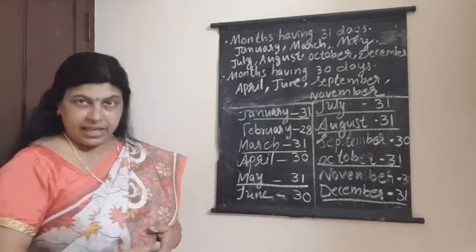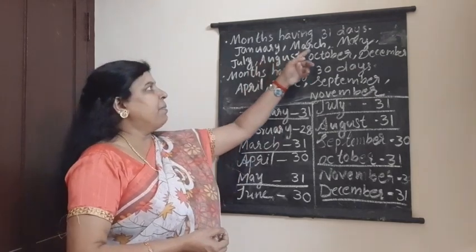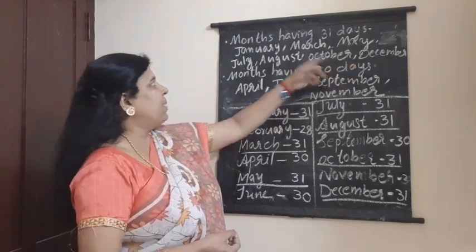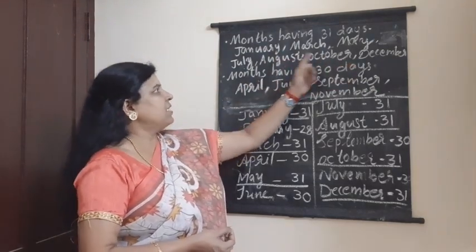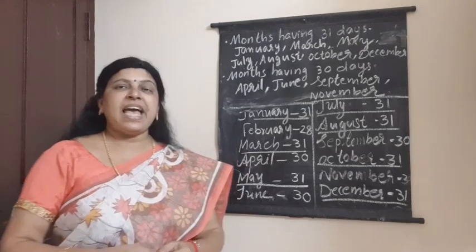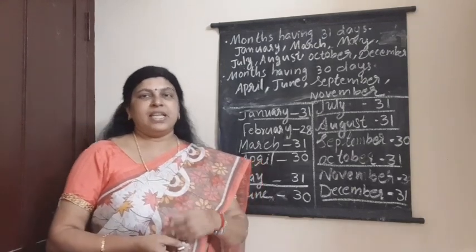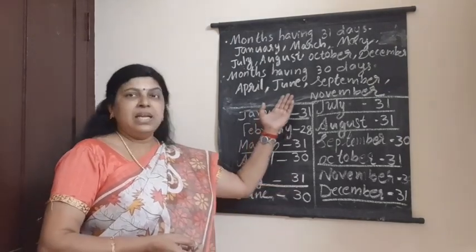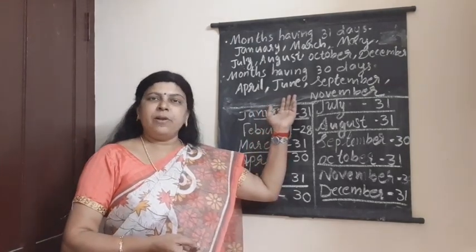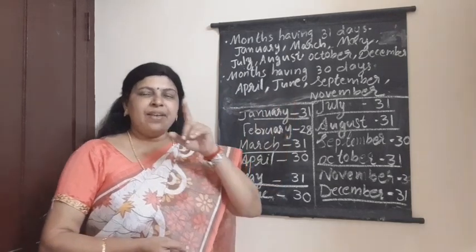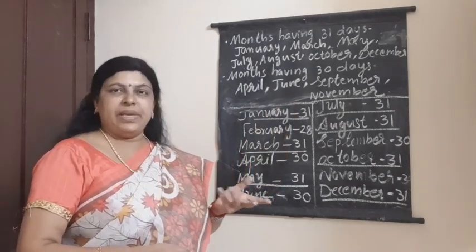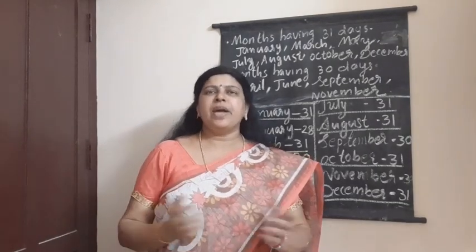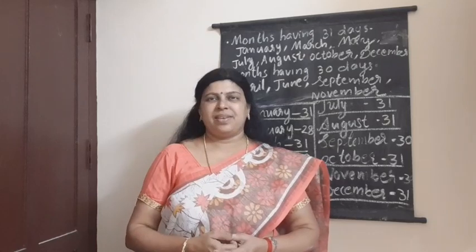And which are the months having 31 days? January, March, May, July, August, October, December. 1, 2, 3, 4, 5, 6, 7 months. 7 months have 31 days. 4 months have 30 days. So 7 plus 4, 11. And one more, that is February. February has 28 days. Understood? I think all of you understood about this topic. Isn't it?